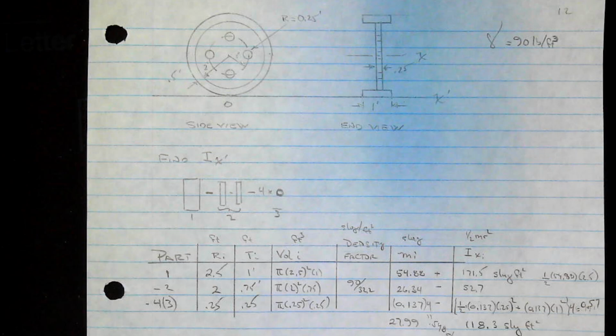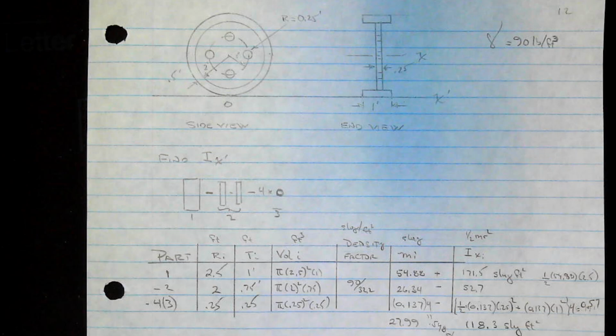So 90 divided by 32.2 gives us the mass of the first part, 54.88. And the unit is slugs. This is one of my favorite units. I don't know who thought of this, because slugs are kind of gross, and why would you have a slug? I think about the little mollusk or whatever it is. But we have 54.88 slugs.